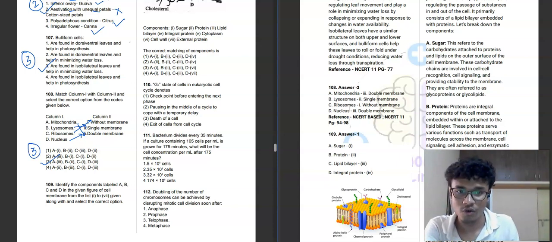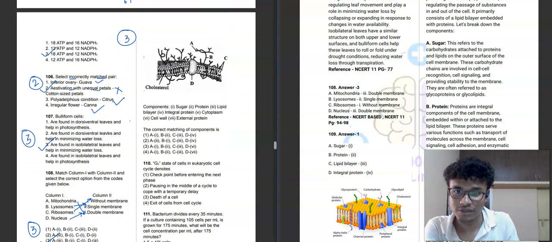Moving towards the next question, 109. Identify the components labelled as A, B, C, D in the given figure of the cell membrane from the list 1 to 7 given, and select the correct option. This is the structure A. A here basically denotes sugar. It is given as first, sugar. B is protein. It is given as second.